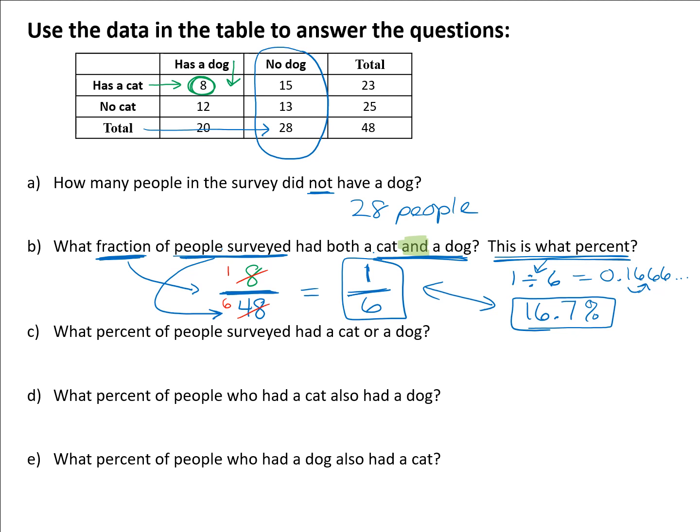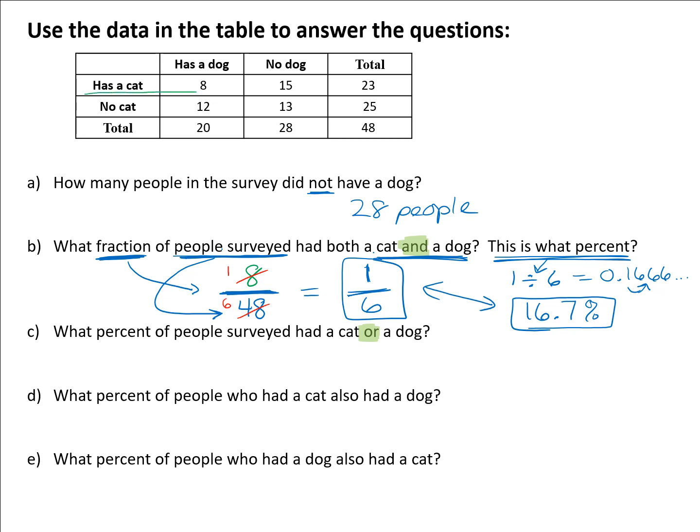Part C, what fraction of people surveyed had a cat or a dog? This is a little bit different than our last question because it says "or." I want to remind you that "or" in mathematics is inclusive. What that means is that we're looking at all people who have a cat and all people who have a dog. Let me circle some of that in the table.